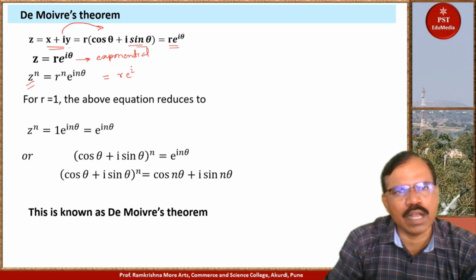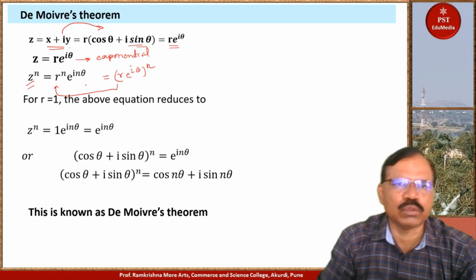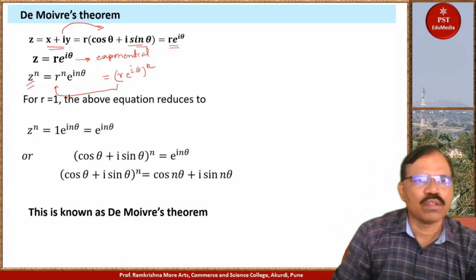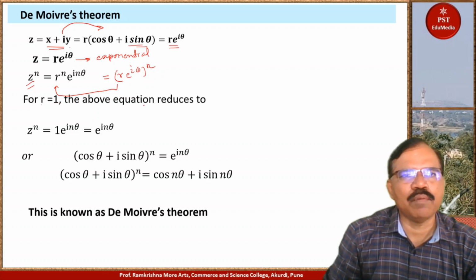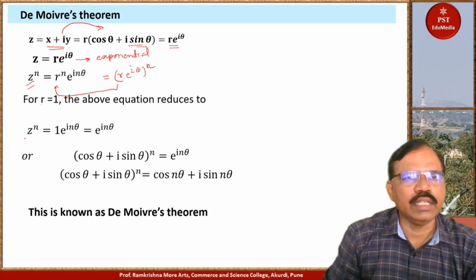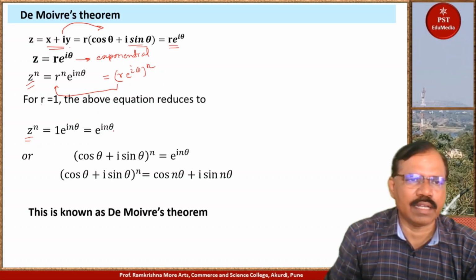Now if we take the nth power, z raised to n means (r e raised to i theta) raised to n, and this can be written as r raised to n into e raised to i n theta. For r is equal to 1, the above equation reduces to z raised to n is equal to 1 e raised to i n theta, which is equal to e raised to i n theta.